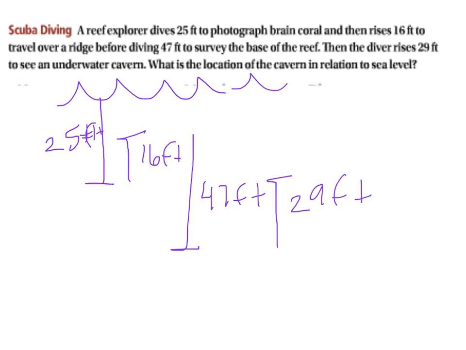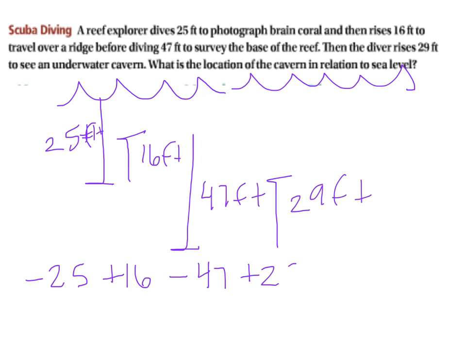So again, we're not really sure where the person's at. Now if I look at this, wherever I moved up towards the water, that would be like a positive number. And when I moved down, that would be like a negative number. So I'm going to rewrite this so it looks mathematical. So my 25, I went down, so that would be a -25. And then I went up 16, I went down 47, and then I went up 29.